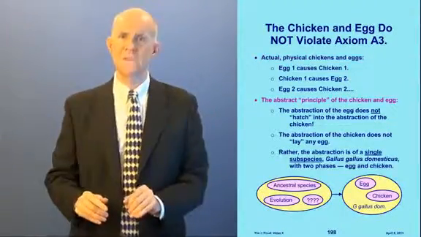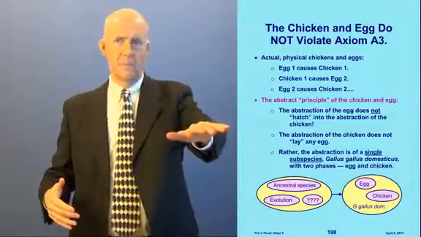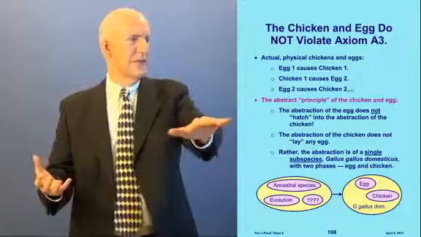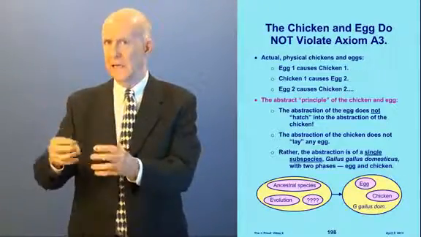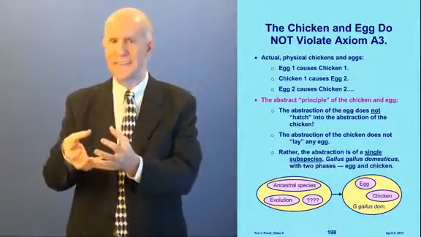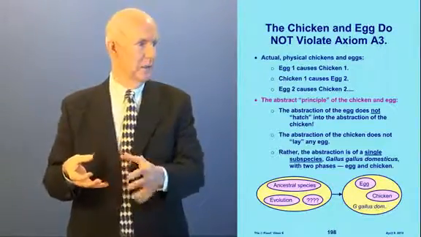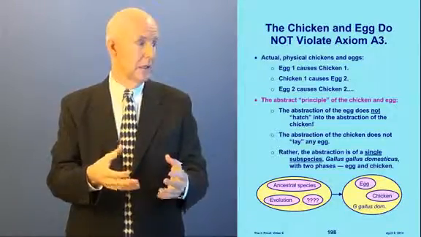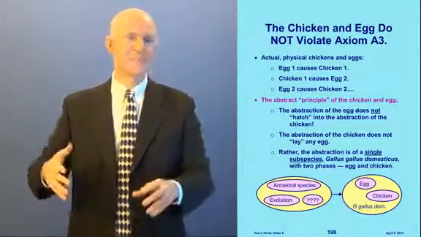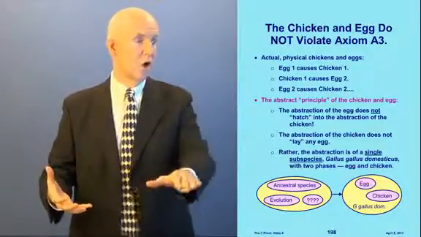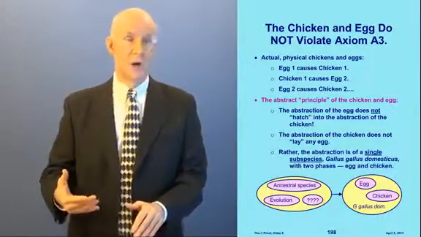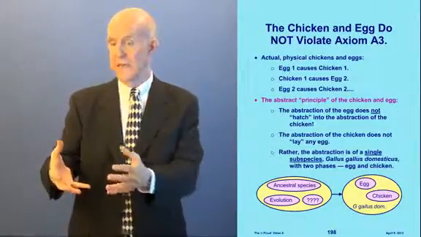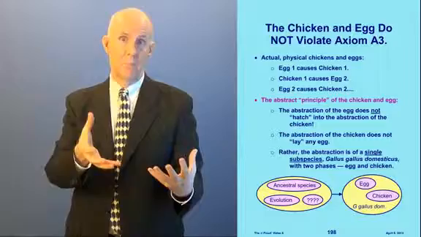The abstract principle of the chicken and the egg. Okay, well, chicken causes egg, egg causes chicken. Well, that's not quite true, you see. The abstraction of the egg, if I talk about an egg in an abstract sense, it never hatches into a chicken. And the abstract idea of a chicken, it never lays a real egg. Instead, the abstraction is of a single subspecies called Gallus domesticus, which has 2 phases. This is a life form with 2 phases. It has the egg form and it has the adult form.